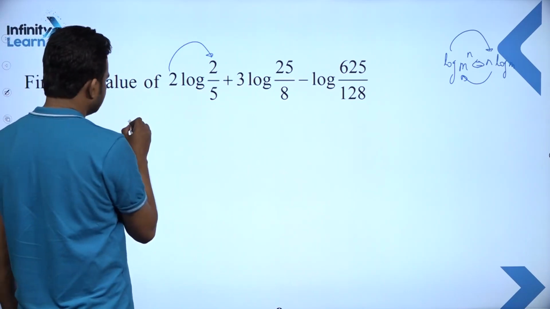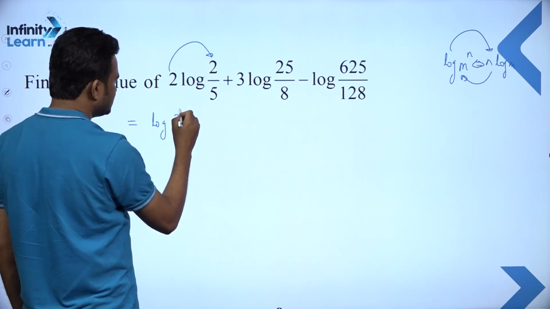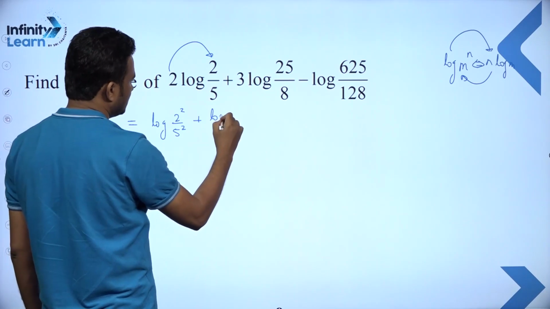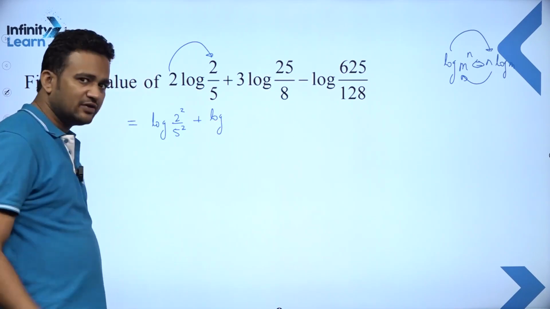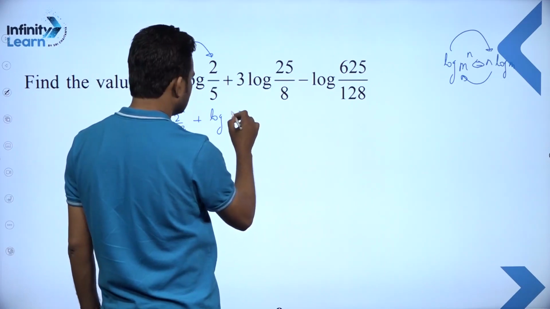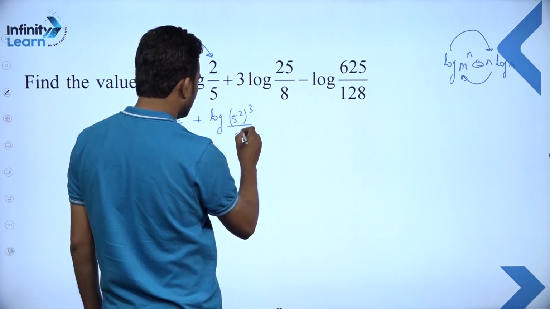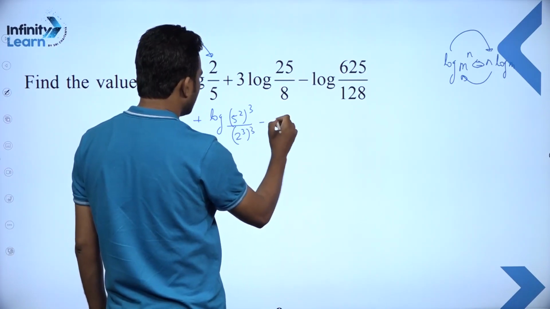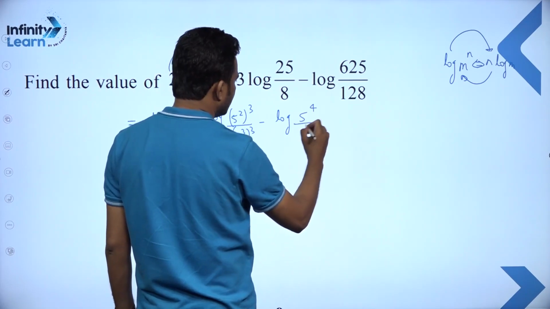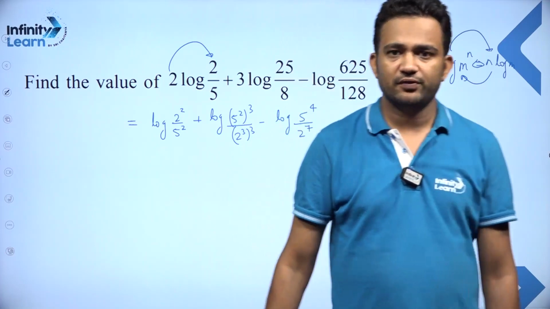Okay, so what will we get, guys? This will be log of 2 by 5 whole square, that is 2 square by 5 square, plus log of 25, which is basically 5 square, then 5 square power 3, and this 8 is 2 power 3, 2 power 3 whole power 3, minus log of 625, which is 5 power 4, and 128 is 2 power 7. So hopefully this is clear to everyone.